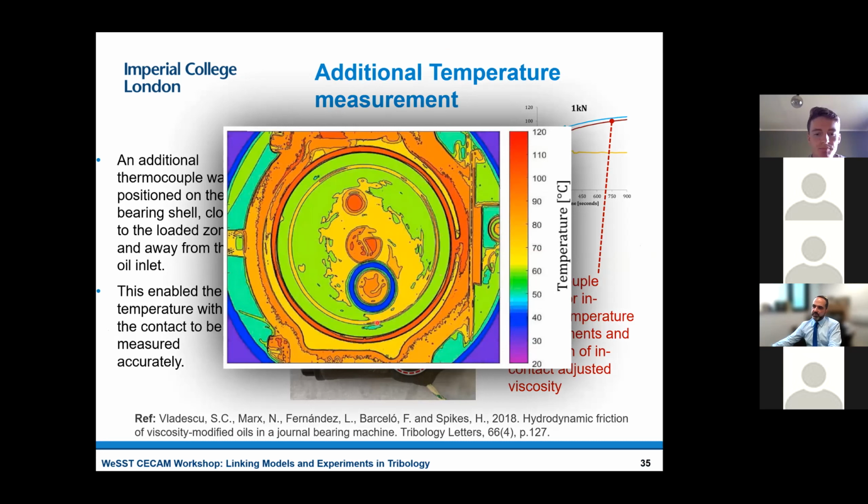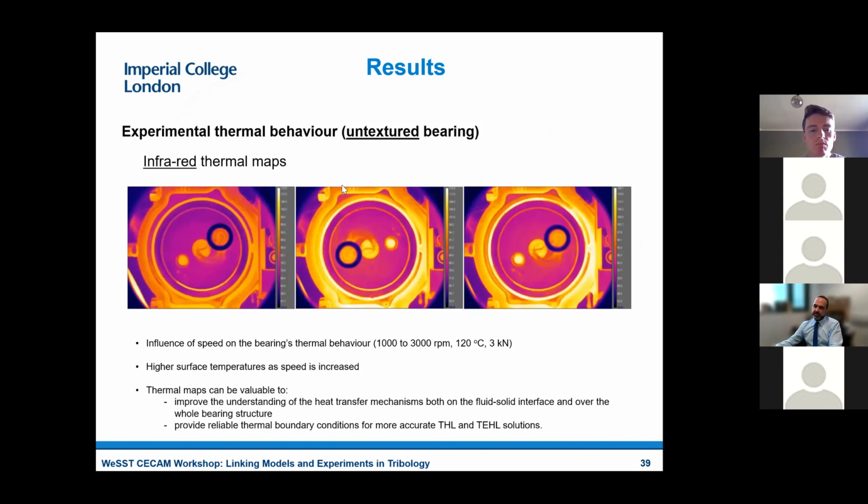So you can get information about the film thickness through capacitance or through ultrasounds. You can actually start getting information about the temperature in the system, and also the spatial evolution of the temperature in the system. And the idea is that if you have this information, you can start looking at the influence of speed on the system.